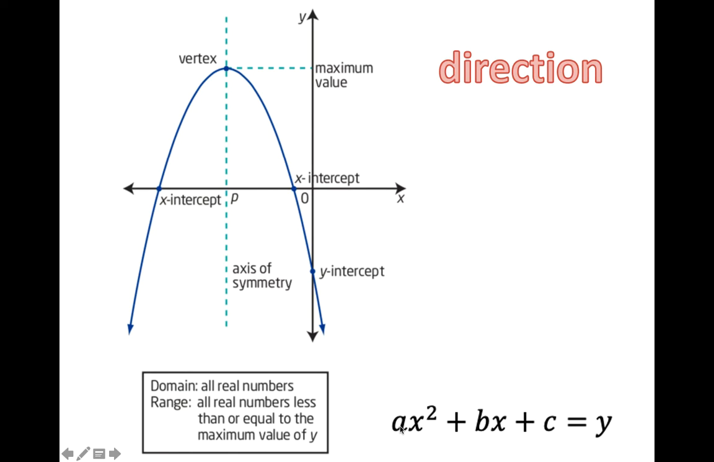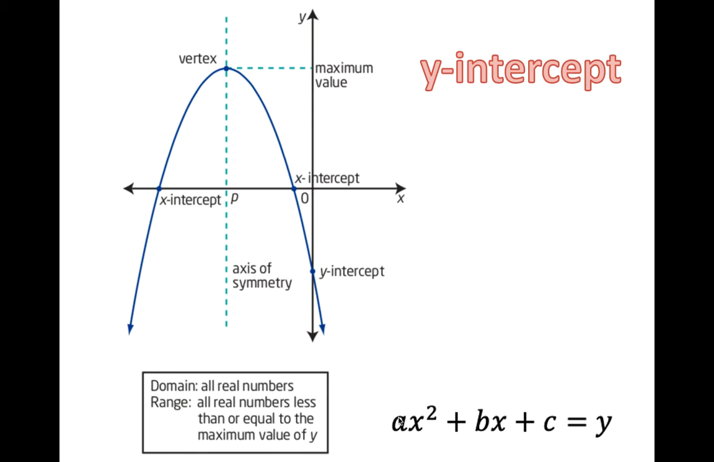If it's a number larger than 1, then the graph gets skinnier, closer together. In other words, it gets higher faster. And if it's a number that's smaller than 1, a fraction of some kind, it starts to spread out a little bit. So we say that the direction is given to us by the a value.